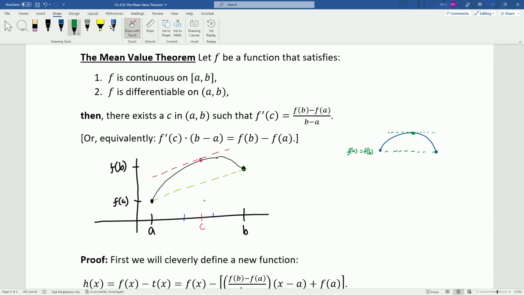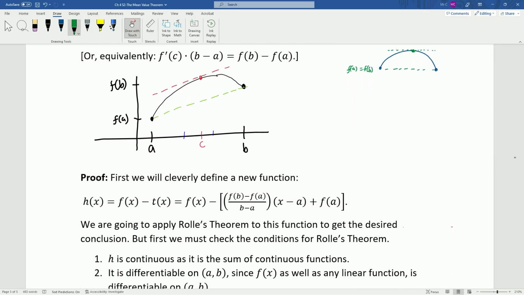Okay, so the proof for this is a little tricky in the sense that it uses a really clever trick, and it's not the kind of trick I would expect a student to come up with off the top of their head, but it is a pretty sensible trick when you think about it. So what we're going to do first is cleverly define a new function. This function, h of x, is going to be f of x minus t of x. But what is t of x here? Well, t of x is just going to be the equation for the secant line that we have here.